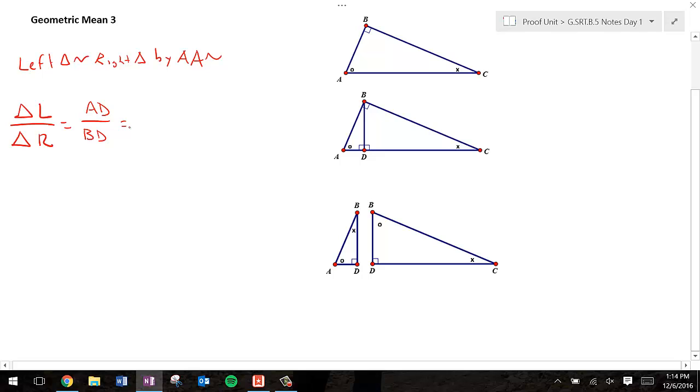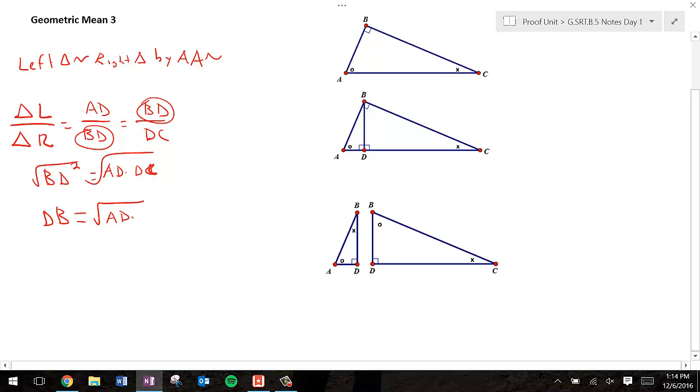And then we are going to use our long leg over long leg, which is BD over my long leg in this figure, which is DC. And once again, we have our geometric mean. BD squared equals AD times DC. So taking our square root, BD equals the square root of AD times DC.